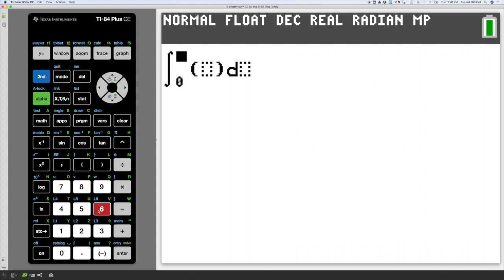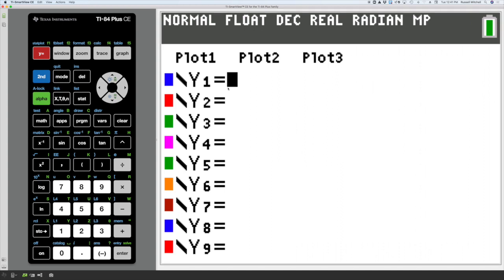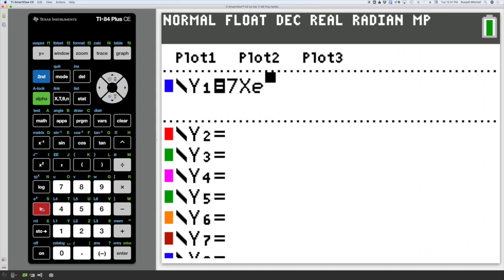Okay, 0 to 6. And what I would do is go and put my function in for y1. A lot of times it's good to store these in your calculator. So it was 7, and then t, we have to use x instead of t, and then e to the second natural log, e to the cosine of t, or x in this case.